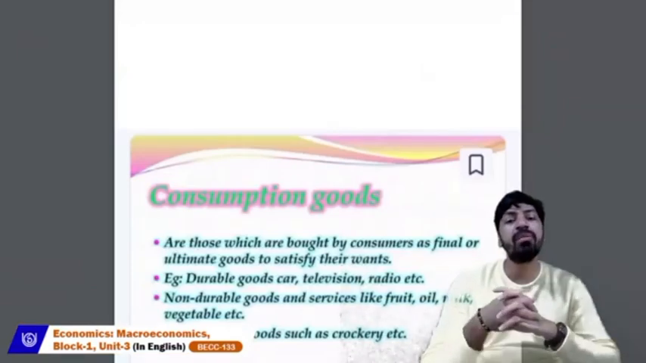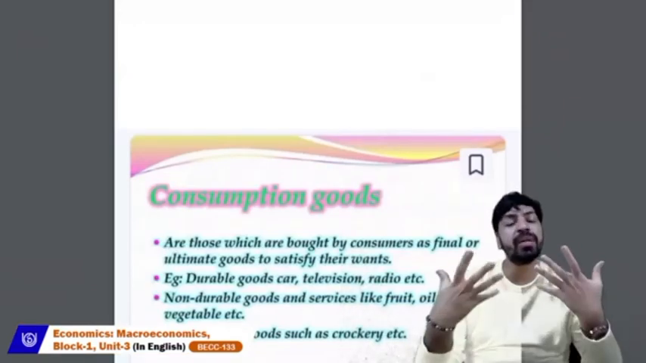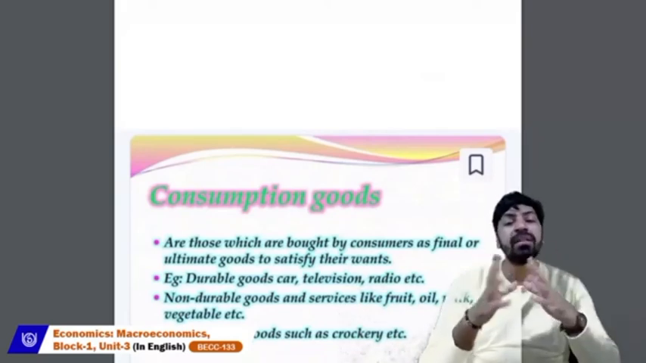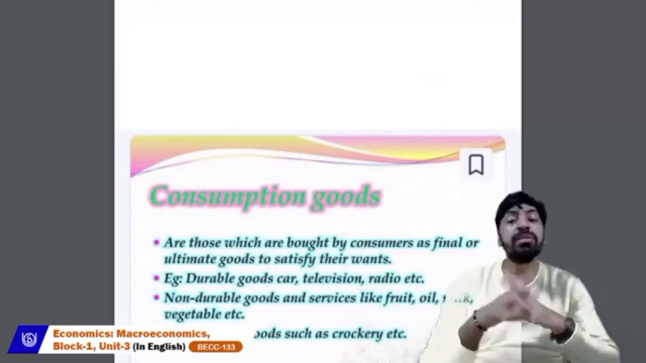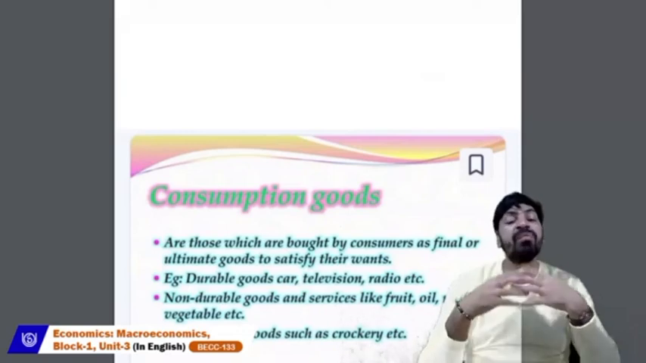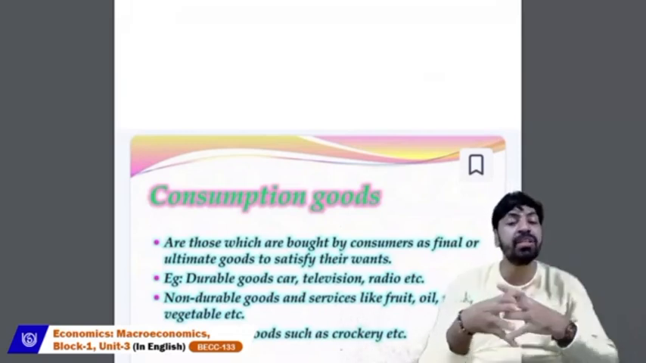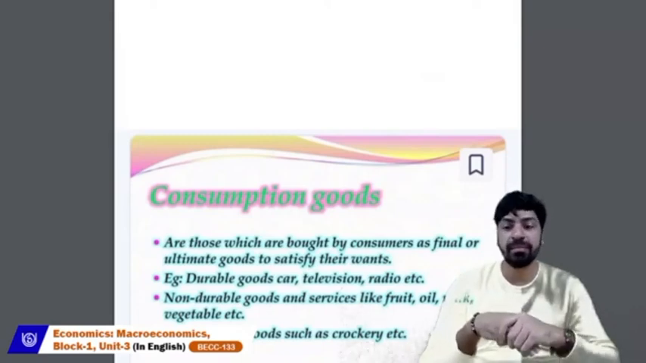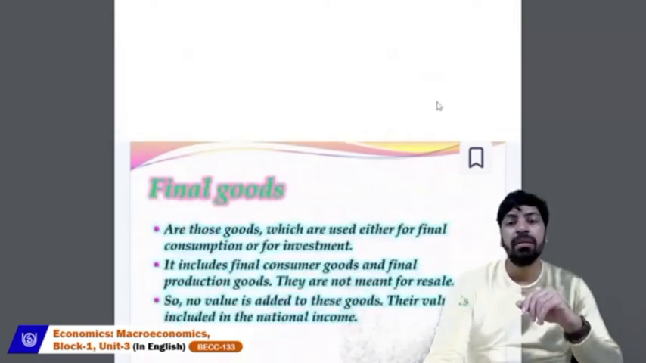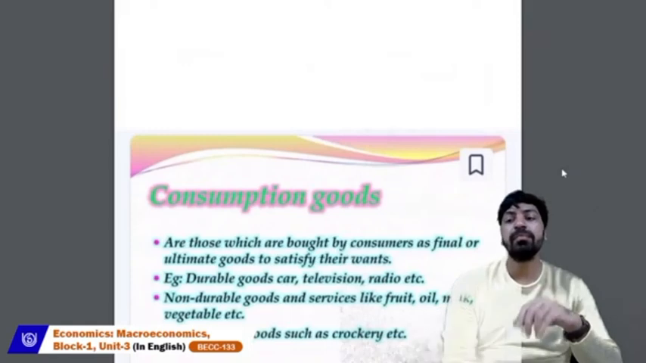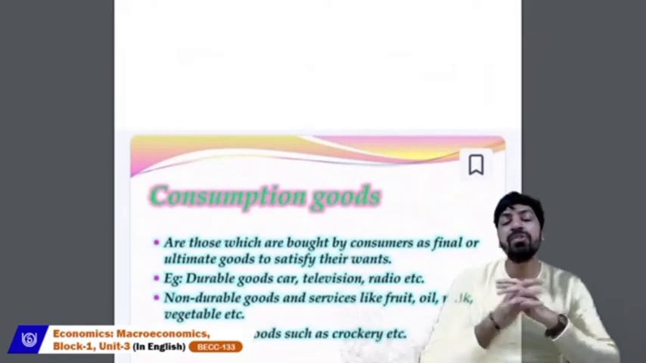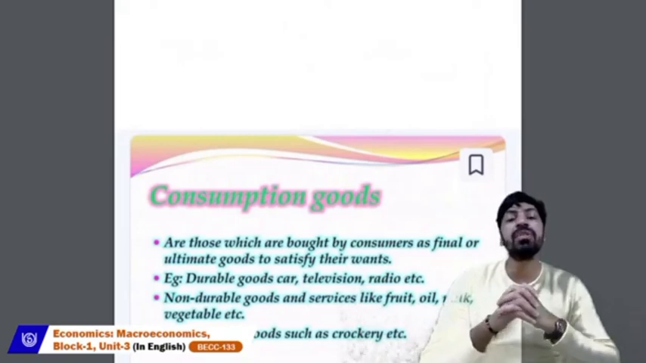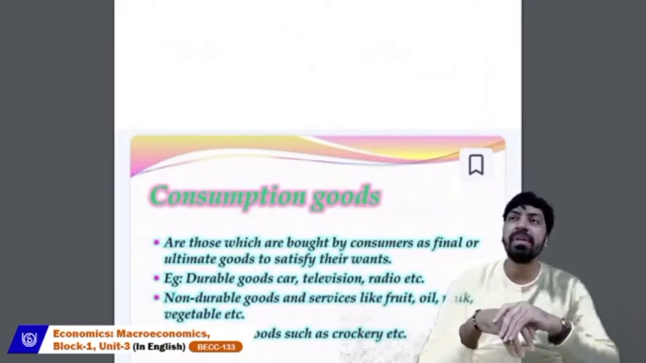Now we talk about national income and its aggregates, where consumption goods, final goods, intermediate goods, stock, flow, investment, depreciation, everything is involved. Here we are talking about the first concept, that is consumption goods.